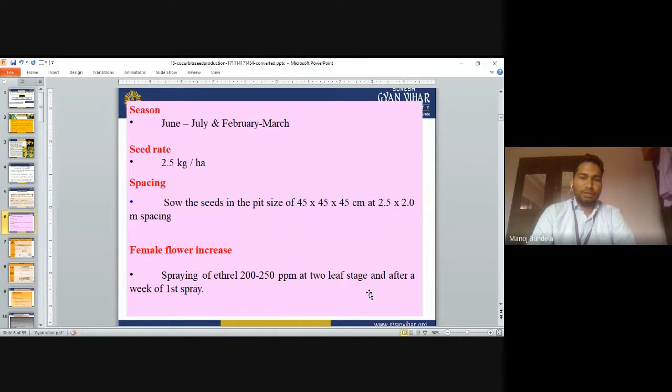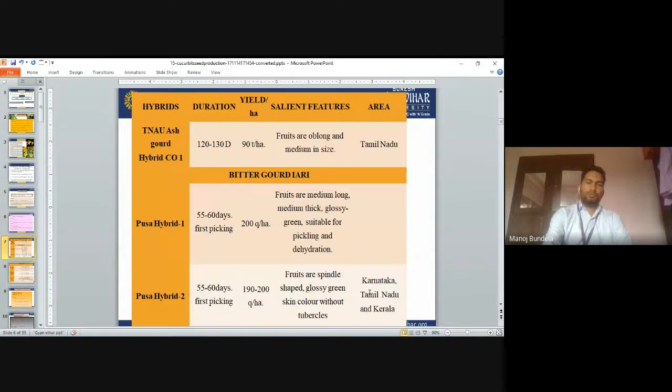Female flowers increase by spraying ethrel at 200 to 250 ppm. If we spray 200 to 250 ppm ethrel at the two leaf stage, it will increase the female flowers. First we apply ethrel at 200 to 250 ppm at the two leaf stage, and the second spray one week after the first spray. Two sprays we have to do.